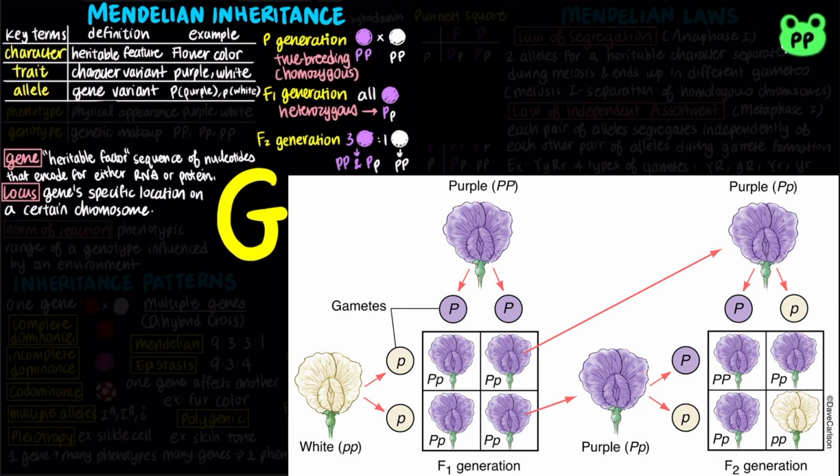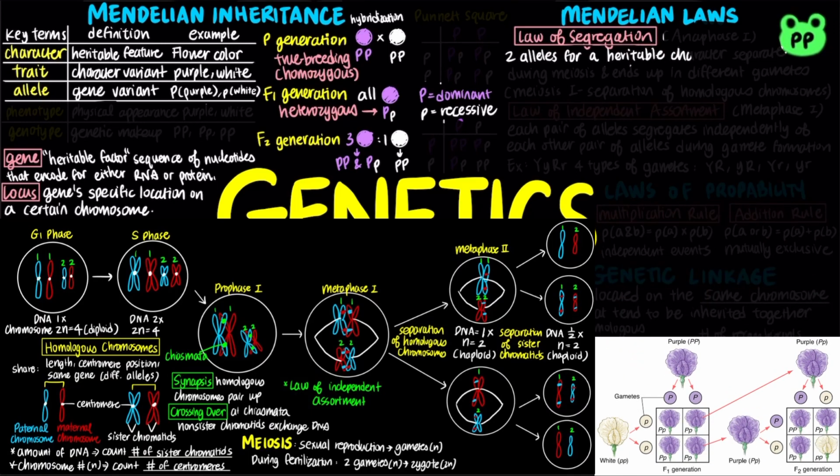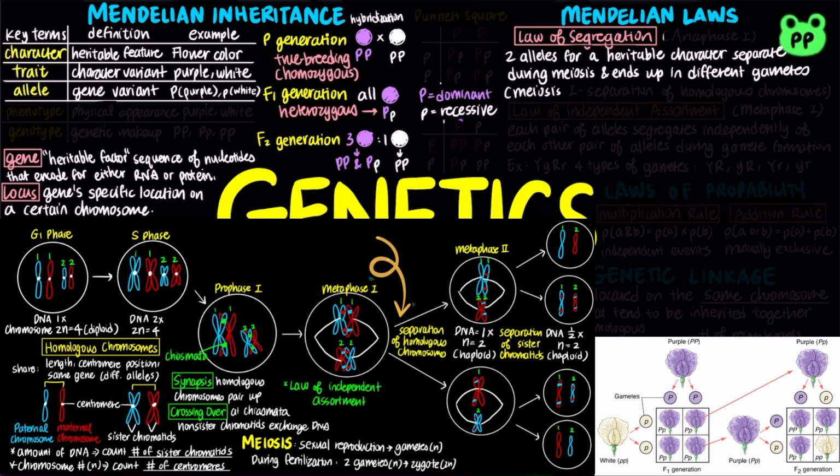Third, if two alleles at a locus differ, then one allele, known as the dominant allele, determines the organism's appearance, and the other allele, known as the recessive allele, has no noticeable effect on appearance. In this case, all the F1 plants had purple flowers because the allele for that trait, represented by capital P, is dominant. Mendel proposed the law of segregation, which states that the two alleles for a heritable character separate during gamete formation, what we now know as meiosis, and end up in different gametes.